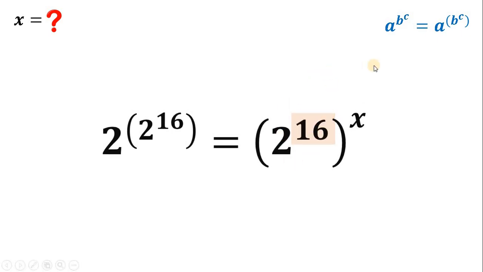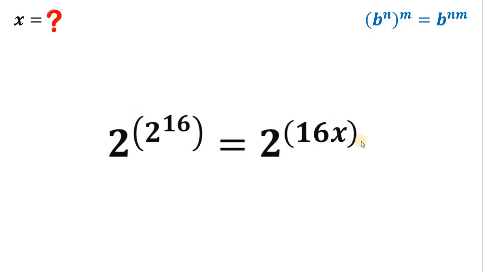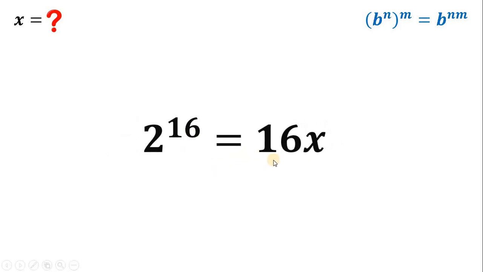Now at this point, let's recall some laws of exponent. If we have b raised to n raised to the power of m, it is equivalent to b raised to n times m. Therefore, the right-hand side of our equation can be written as 2 raised to 16 times x. Now, we have two expressions that are equal and we have the same base. Therefore, their exponent must be equal. So we can say that 2 raised to 16 equals 16 times x.